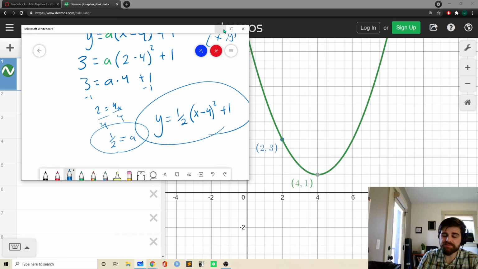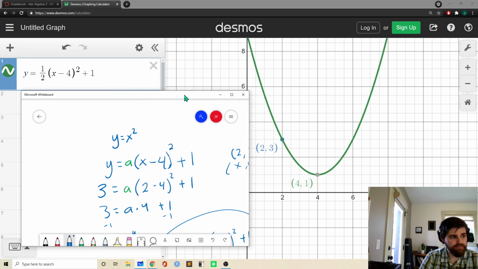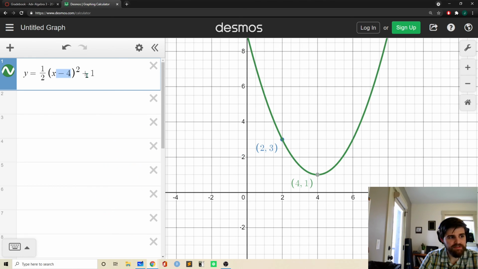So obviously this one's a little bit different than the problem on the quiz. I don't want to give you the answer, but this is how we would solve it. Start with your basic equation, slide it around into the right place, and then we can solve for that a value to get the right stretch factor.